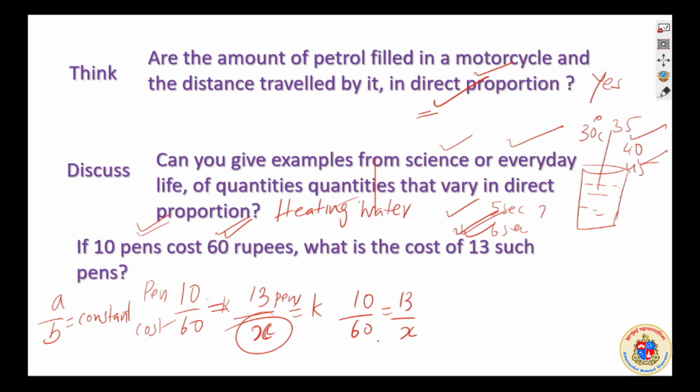There are various ways of finding out. The simplest way is, in the case of ratio, if you cross multiply, then also it will be equal. That means if you multiply 10 into x, then it is equal to 13 into 60. x is equal to, to remove 10, we will divide by 10, so naturally x will remain here. We'll divide here also by 10, so this will get cancelled, 78. That means 13 pens will cost rupees 78. Please remember. So direct proportion can be used for finding out this kind of interesting answers.